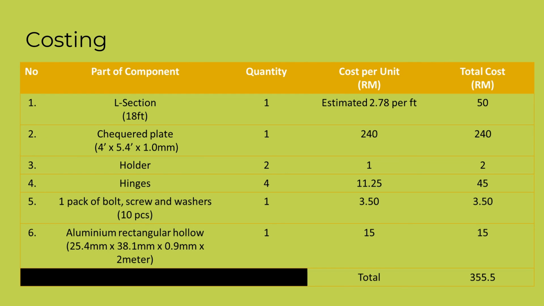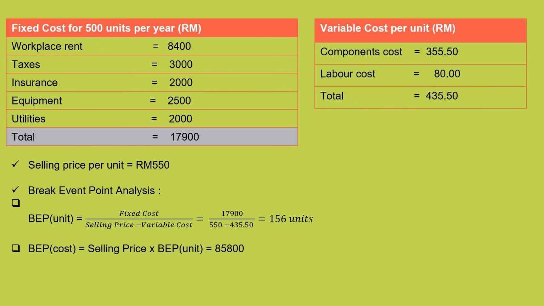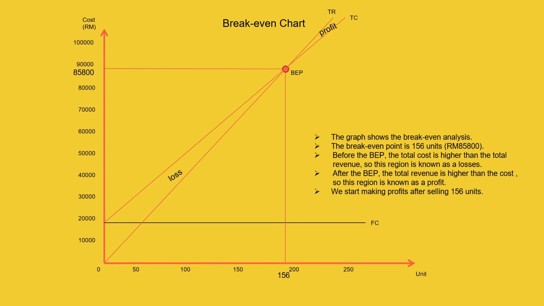Next, we move to the costing. The total cost for our components is RM355.50. For the break-even point analysis, the BEP unit can be found by using the formula fixed cost divided by selling price minus variable cost, and we get 156 units. And the BEP cost can be found by selling price times BEP unit, and we get 85,800.